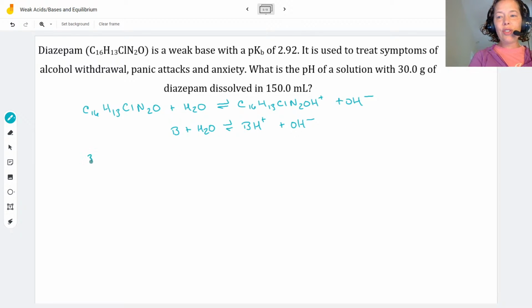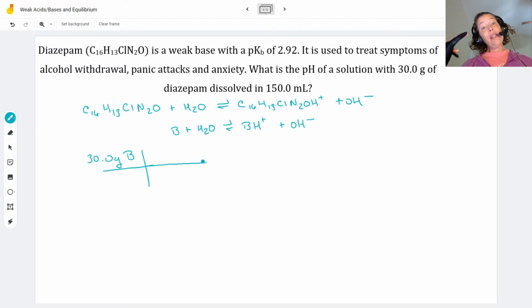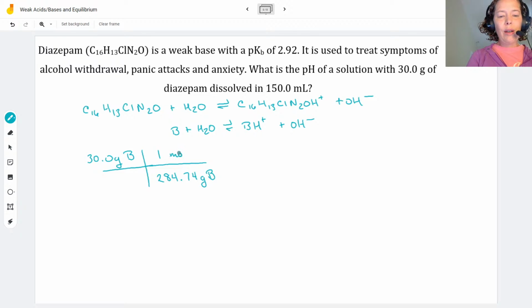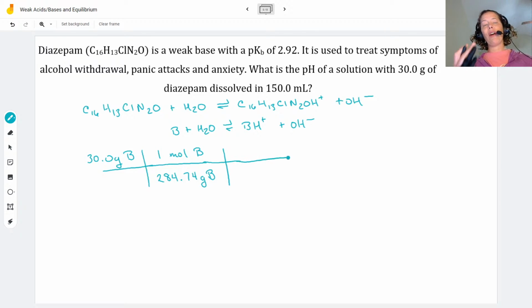Okay, so let's start with our 30 grams. Again, I'm just going to call this B so that I can save time writing. For concentration, I'm getting to moles of my base over liter. So that is where I'm headed. Right now I have grams, so I need to convert grams to moles. I do that with molar mass. So the molar mass of this thing is fairly large, as you would expect, over 1 mole of base. Okay, great. So I have converted from grams to moles.